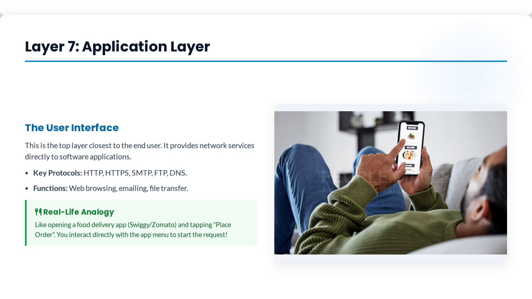Then again, a real life example for this. Imagine you open a food delivery app like Swiggy or Zomato on your phone. You select your favorite dish and tap place order. The app screen where you interact is layer 7. It is your starting point, like a food and place.